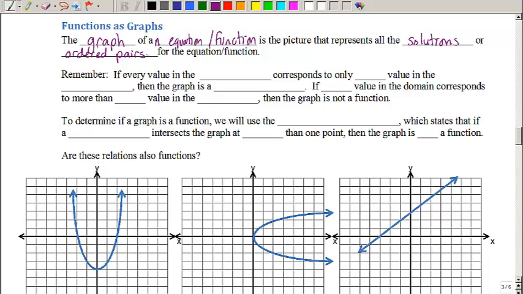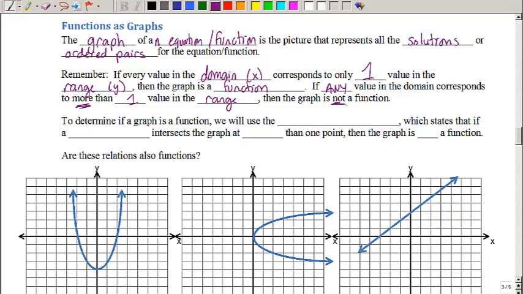Remember, if every value in the domain, which we often use x for, corresponds to only one value in the range, again we often use y, then the graph is a function. If any value in the domain corresponds to more than one value in the range, then the graph is not a function.